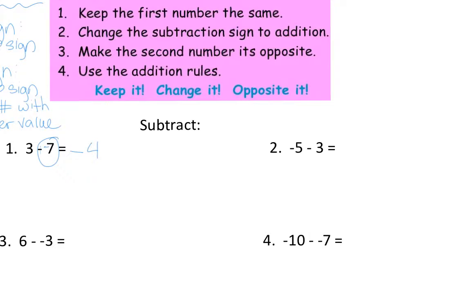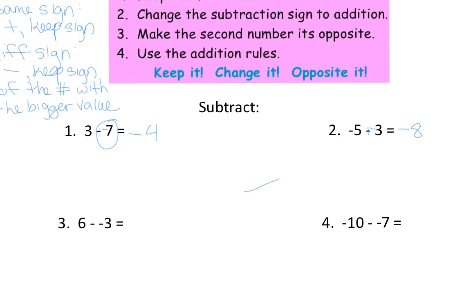5 minus 3. Step 1, keep the first number the same. Step 2, change the subtraction sign to addition. Step 3, make the second number its opposite. Step 4, use the addition rules. Same sign, I add, 5 plus 3 is 8, and I keep the sign, negative 8. Let's try it again. I'm going to start to go a little quicker because I'm hoping that you're starting to follow the pattern.